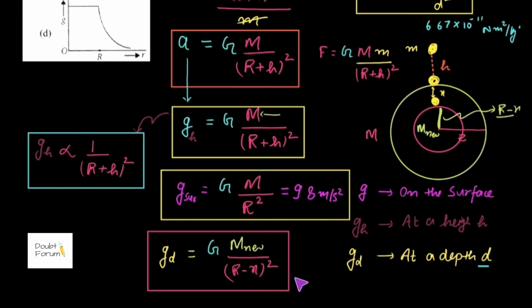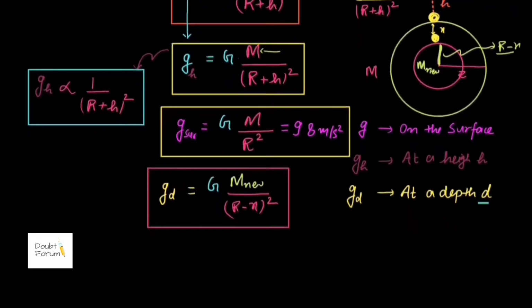The next thing left for us is to find this m nu, the mass of this smaller sphere inside the Earth. To find that mass, there is a certain assumption we need to consider. The first assumption I am considering is that the density of Earth is uniform. Let's say the density is represented by capital D.